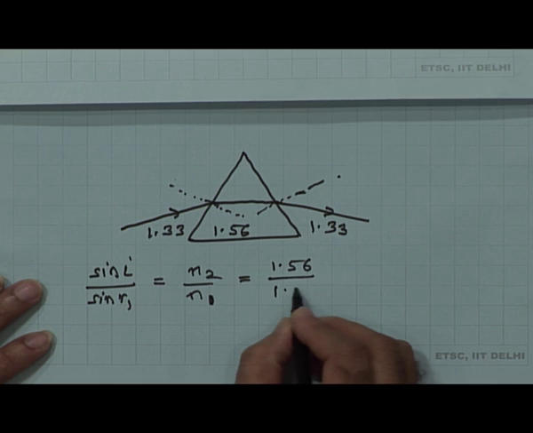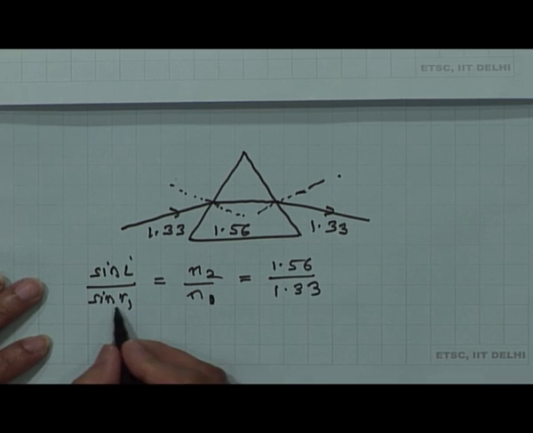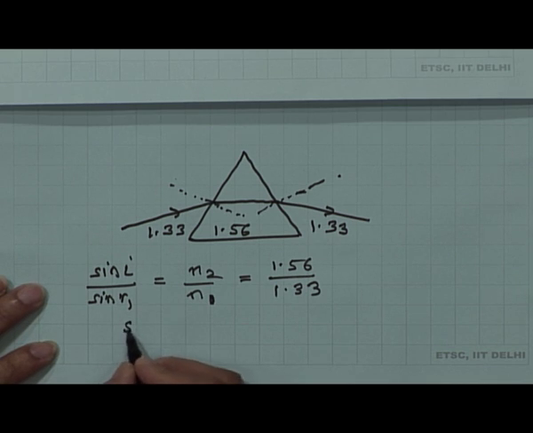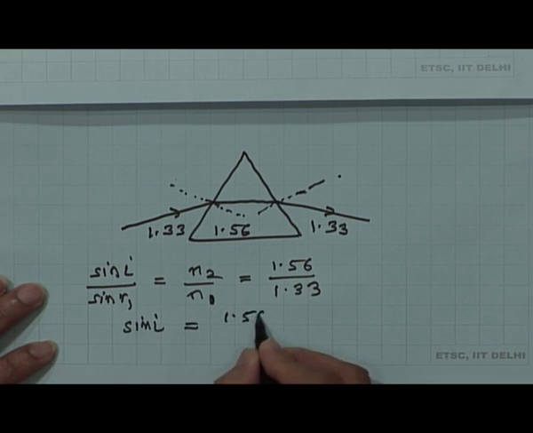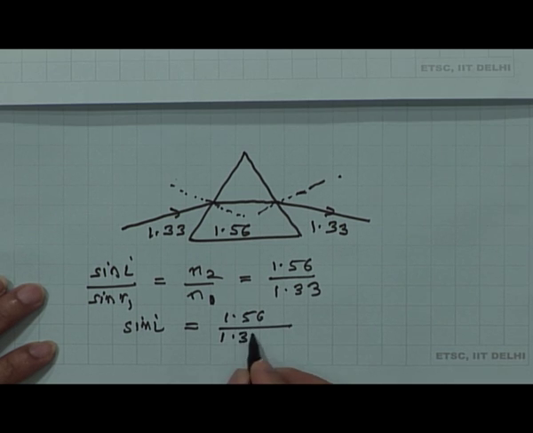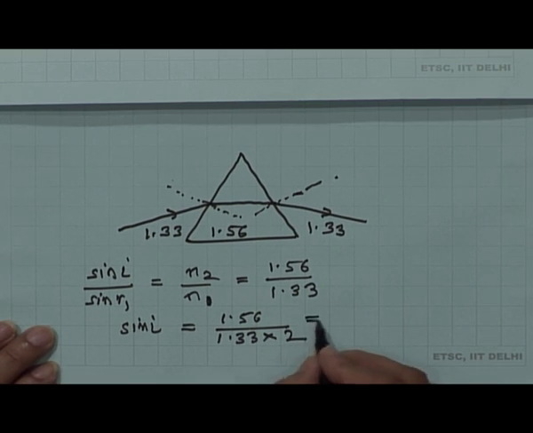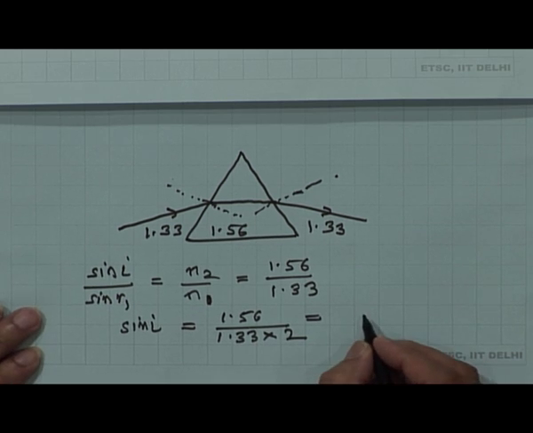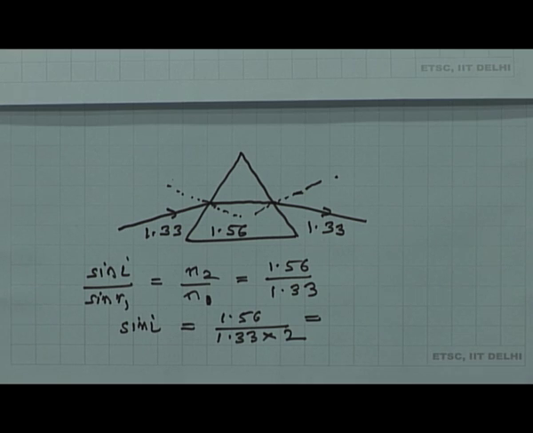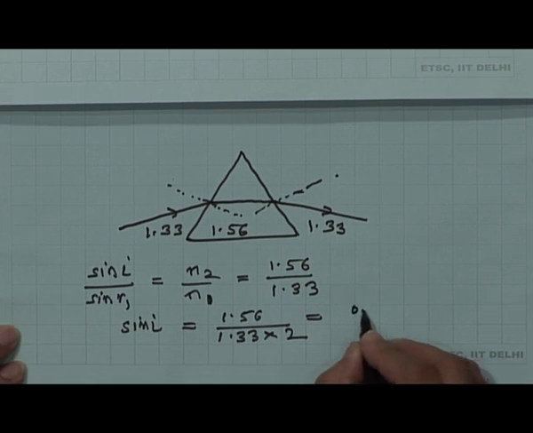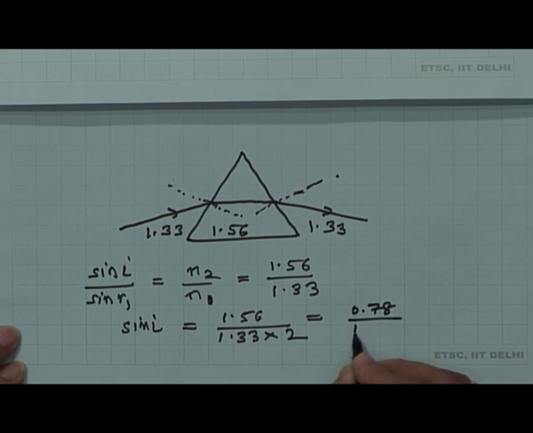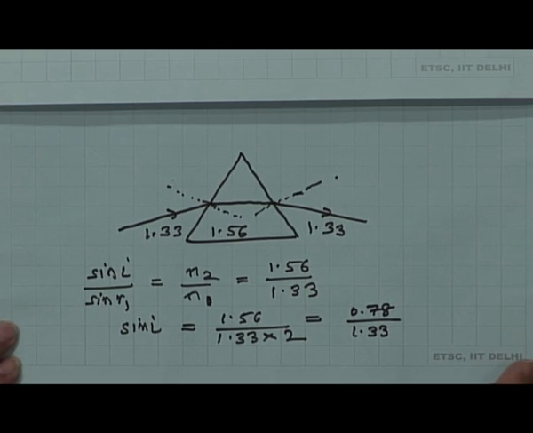That is 1.56 divided by 1.33. R1 is 30 degree, and therefore sin I is equal to 1.56 divided by 1.33 into half, which is 0.78 by 1.33. So, we will substitute this. I is equal to 0.78 by 1.33.